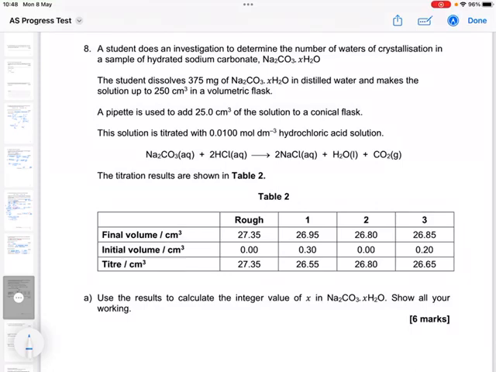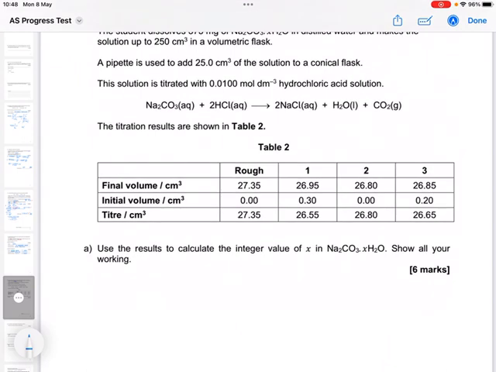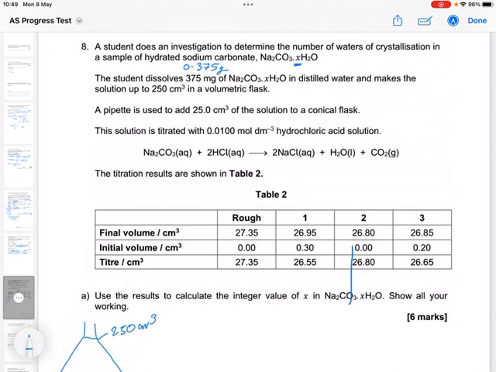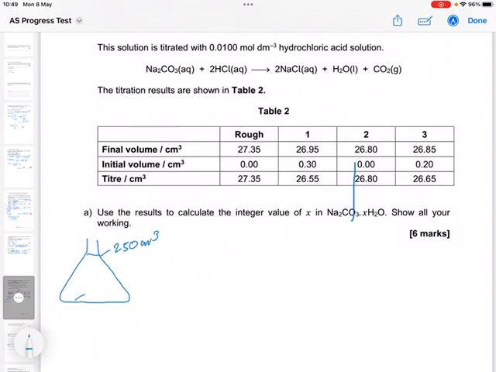The student does an investigation to determine the number of waters of crystallization in a sample of hydrated sodium carbonate. So I'm going to find X here. The student dissolved 375 milligrams, so that's 0.375 grams of sodium carbonate in distilled water and made the solution up to 250 centimetres cubed in a volumetric flask. Right, let's draw a little picture here. So 250 centimetres cubed, and in there I've got 0.375 grams.